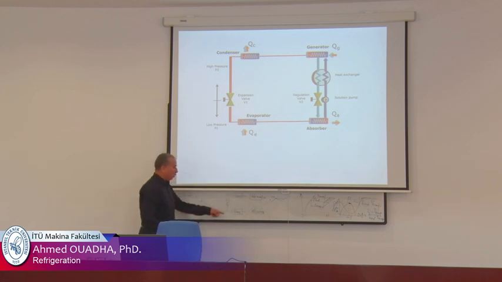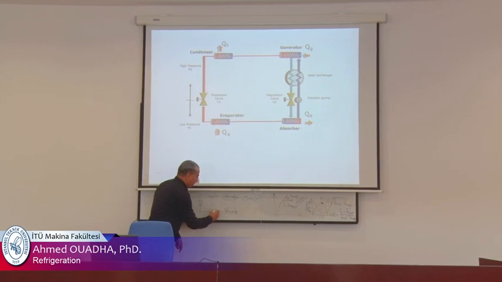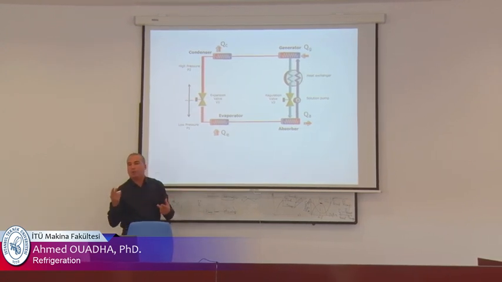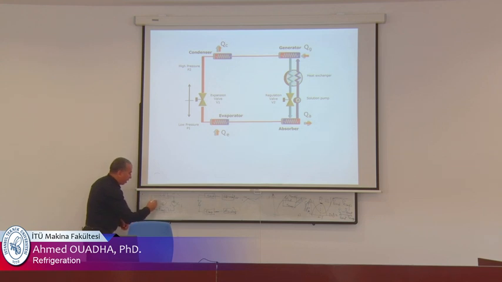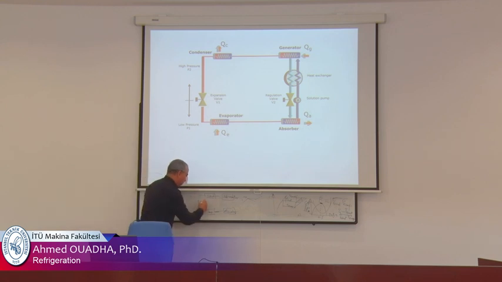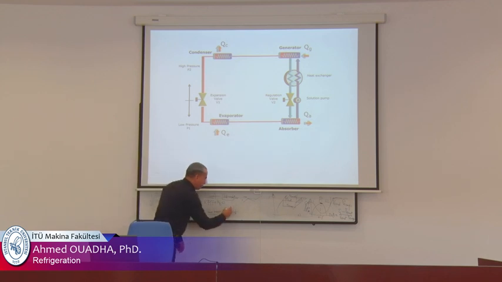So what happens is that the vapors issued from the evaporator are mixed with another fluid. Here we use a couple of fluids. We don't use one fluid. In the simple system there is just one fluid, for example ammonia, but here we use two fluids, for example ammonia plus water. So here the vapor will mix with water and the solution will be pumped to the generator.